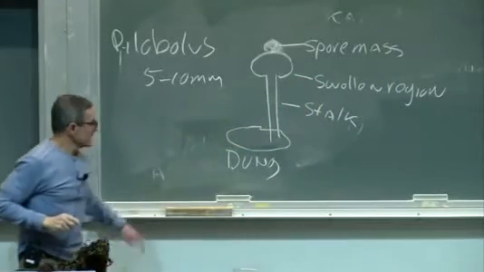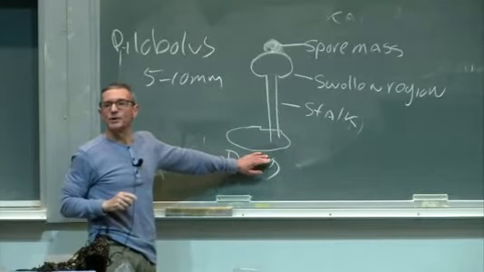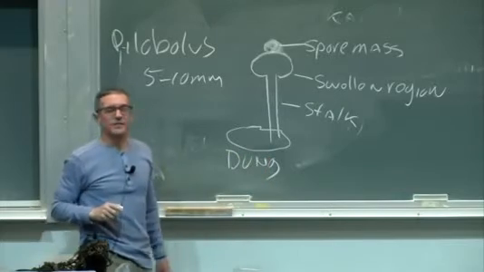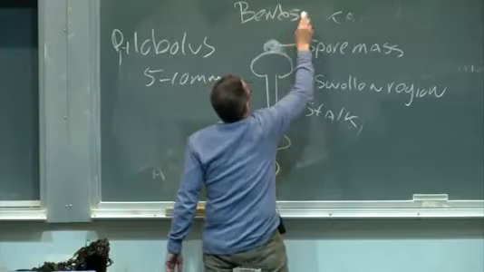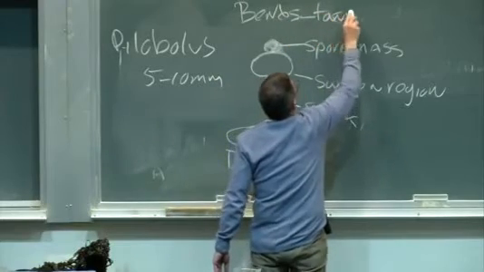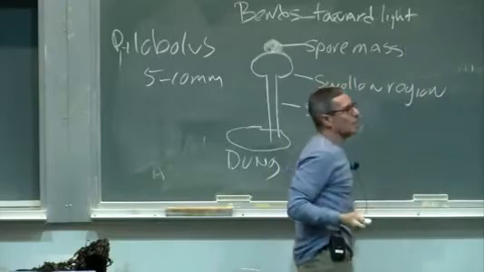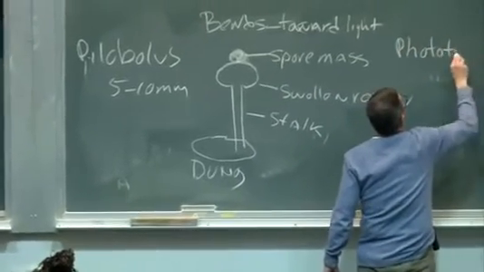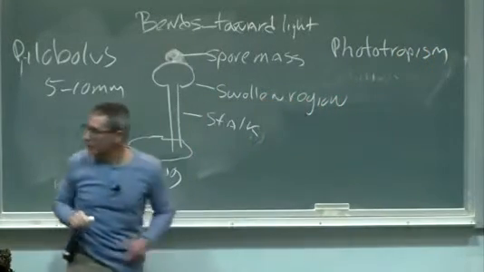Now, the other fact, aside from that it grows on dung, that you have to know in order to appreciate how the spores are distributed in this fungus, is that this fungus bends toward the light. In other words, it shows phototropism, which we're going to talk about later quite a lot. The fungus shows phototropism.